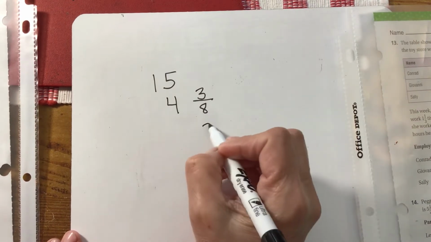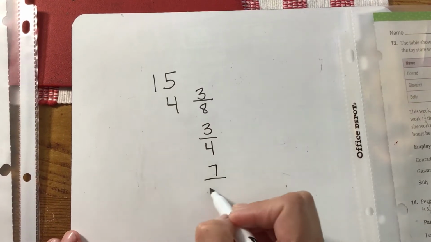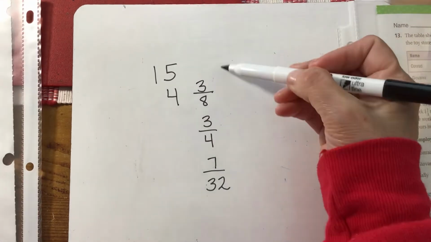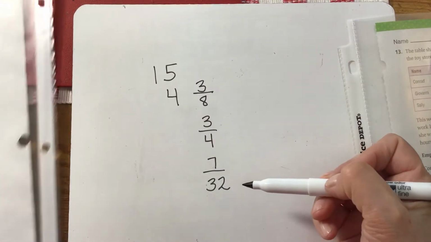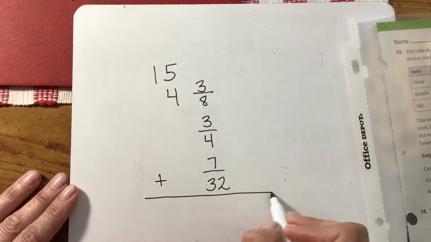And 3/4 and 7/32. Notice how I line these up. I lined up all my fractions, okay? And there's a reason for that. Now we're adding. Hopefully you guys remember how to do that.